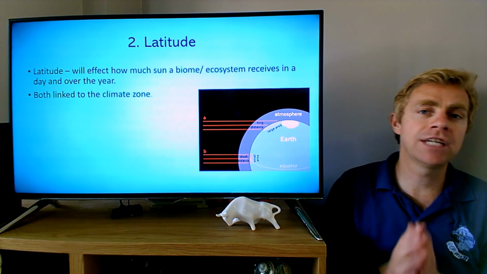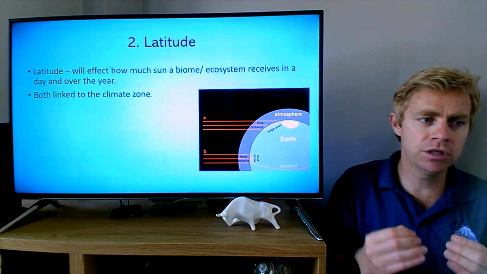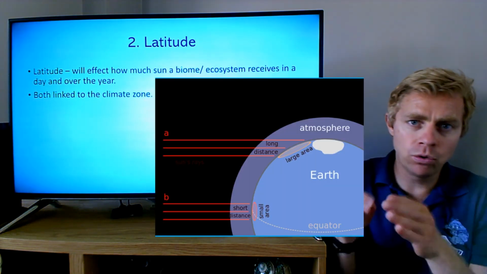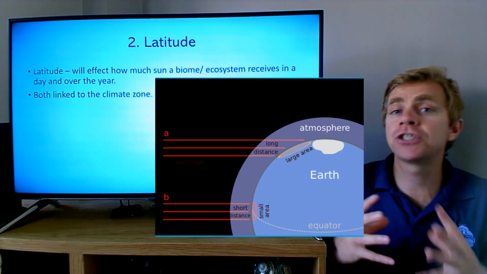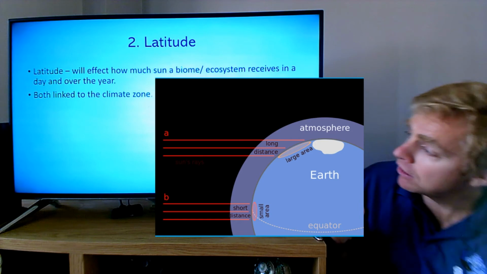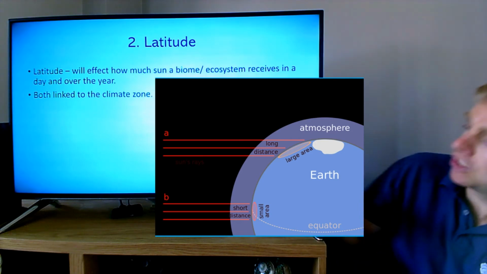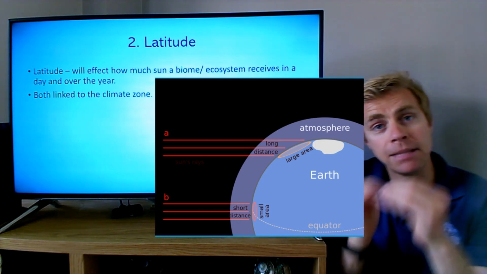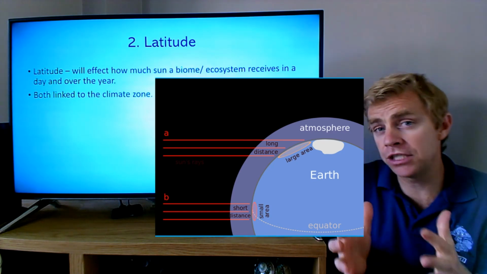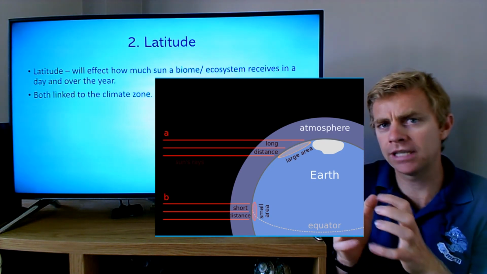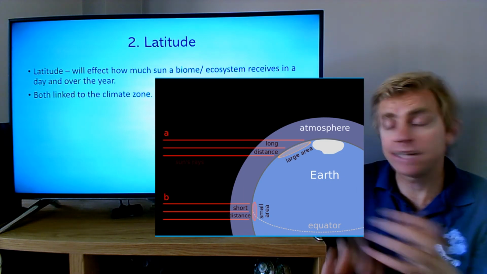The next thing we're going to look at is the latitude. In other words, how many degrees north or south you are from the equator. Latitude will affect how much sun a biome receives. If you have a look at this picture, you will see that on the equator, at the middle of the Earth, the same amount of sun is in a small area. Because it's in a small area, it has more sunlight, it has more heat, the sunlight's more effective.